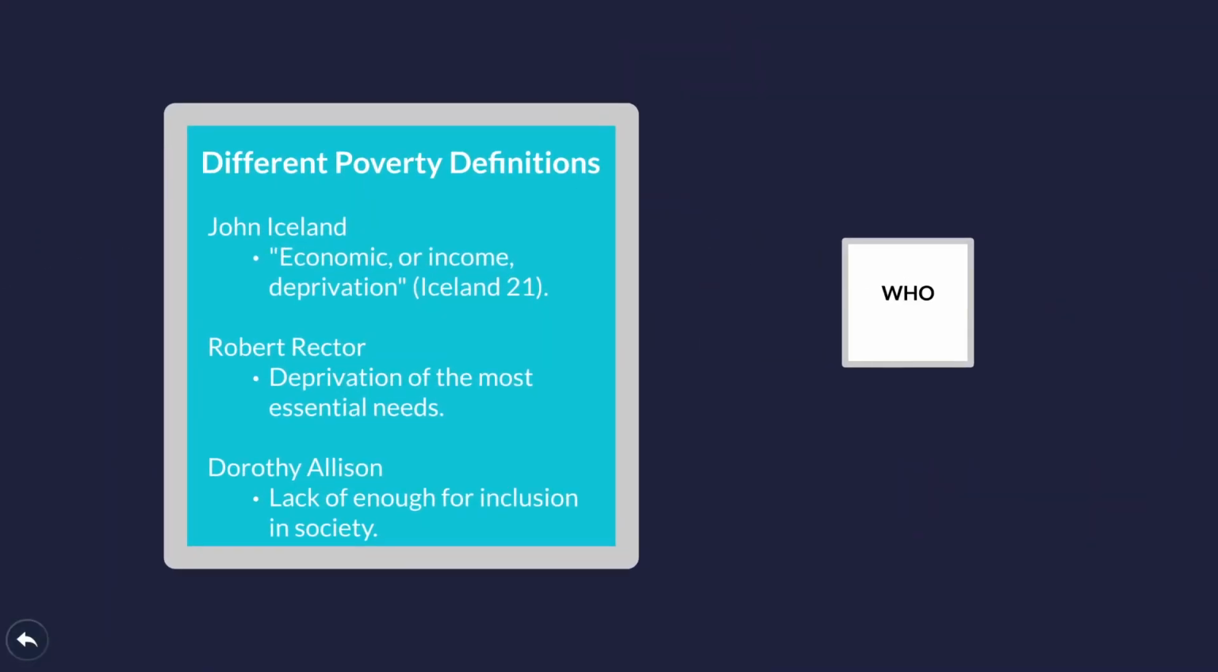So there are different poverty definitions. John Iceland presents economic or income deprivation. Robert Rector addresses the deprivation of the most essential needs. And Dorothy Allison, the lack of enough for inclusion in society.